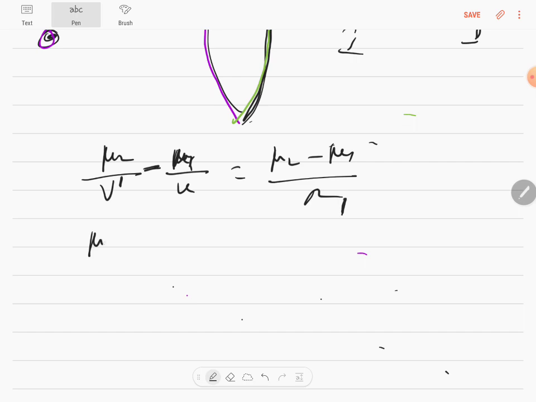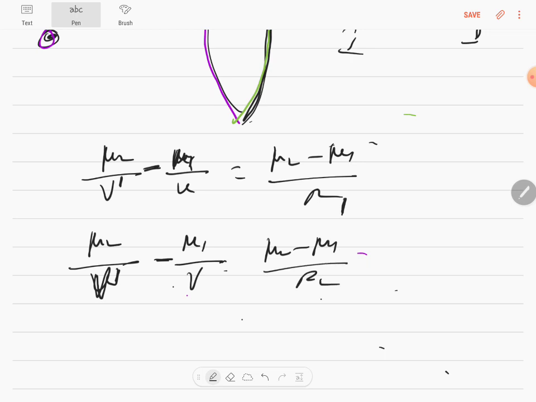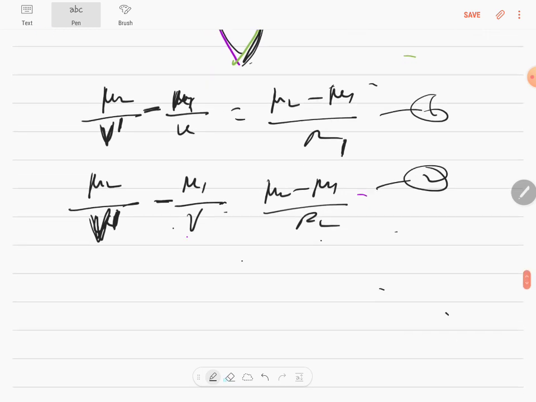Green color's is mu2 by u, but u is nothing but v dash, minus mu1 by v is equal to mu2 minus mu1 by r2. So you convert those two formulas like this. Are you clear how I am converting? So you have to convert the first equation. The image of the first will be the second one's object. And when you write the second equation, the object here will have to be written as v dash. mu2 by u will become mu2 by v dash. Now you can solve this too.